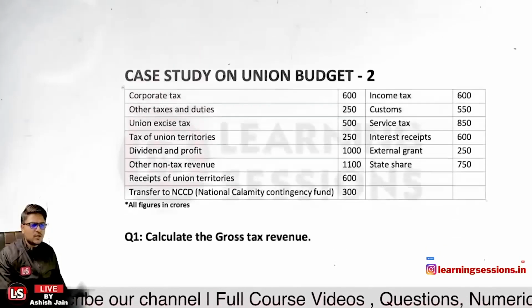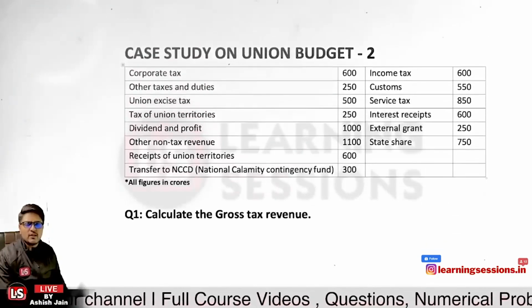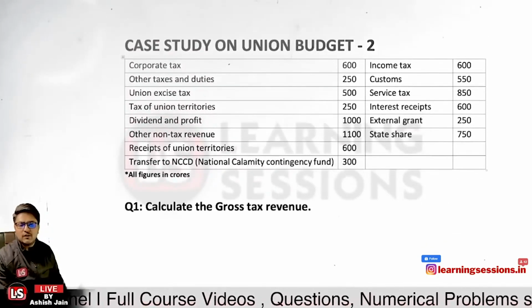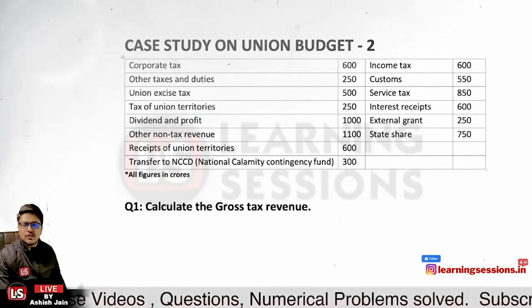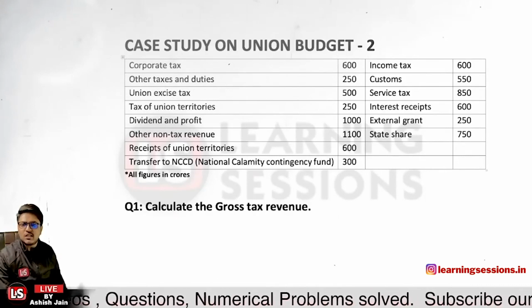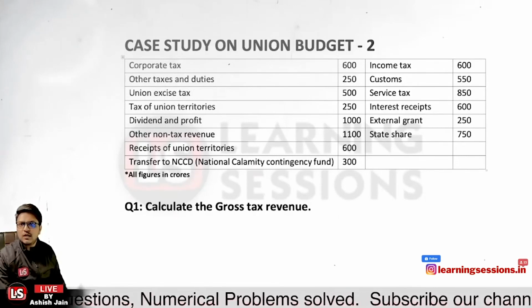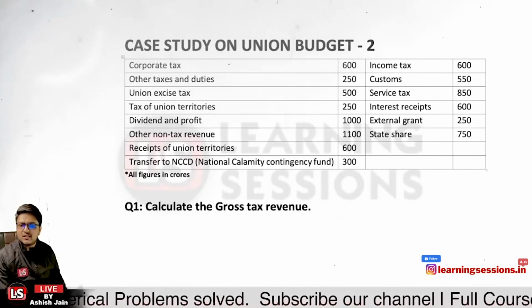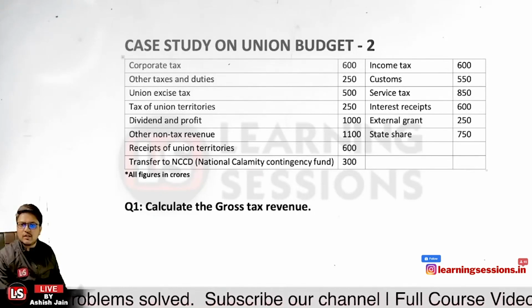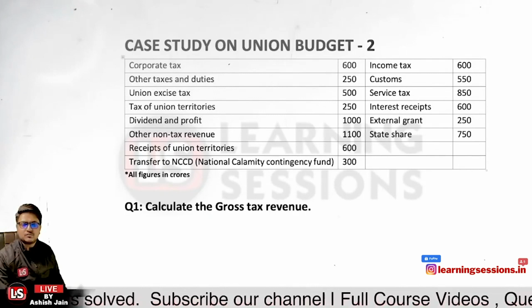Further, we will be covering another case study based upon the union budget. Over here also we are provided with different data related to the different taxes, and we need to calculate. The first question says that we need to calculate the gross tax revenue. So kindly do answer at the earliest. What would be the answer over here?